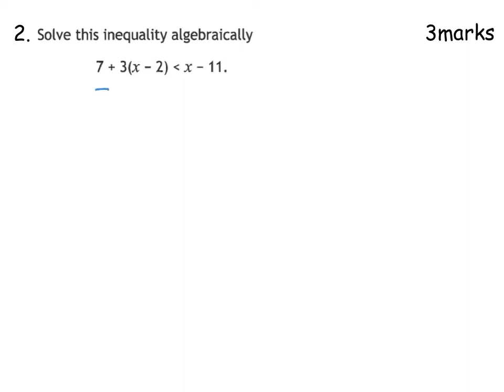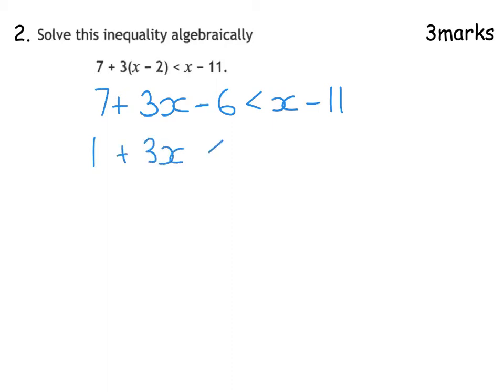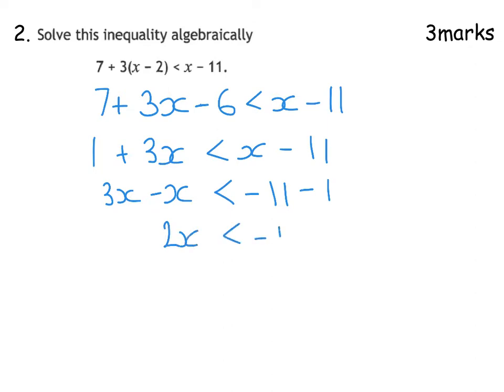So first thing we're going to break that bracket. So you've got 7 plus 3x minus 6 is less than x minus 11. I'm just going to tidy up the left-hand side. 7 take away 6 is 1. So you've got 1 plus 3x on the left is less than x minus 11 on the right. I'm going to bring the letters to the left. So I've got 3x take away x is less than negative 11. Don't forget that minus was there. Take away 1. So you've got 2x is less than negative 12.